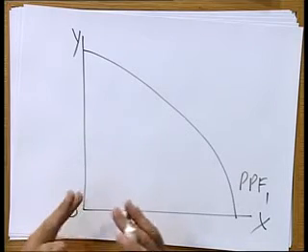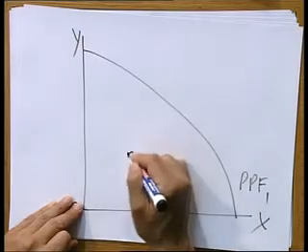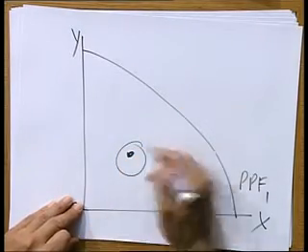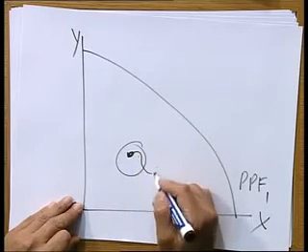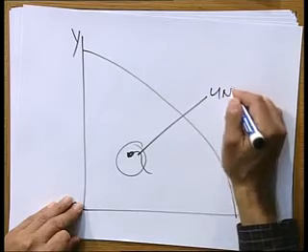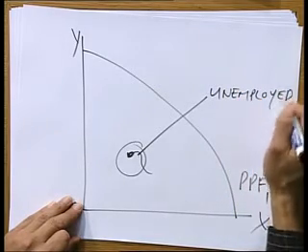So, where is productive inefficiency? Remember, we said at the beginning that the frontier separates the attainable region from the unattainable region. So, points below the frontier are attainable, and all points below the frontier mean there are unemployed resources. Unemployed resources. Now, what do we mean by unemployed resources?